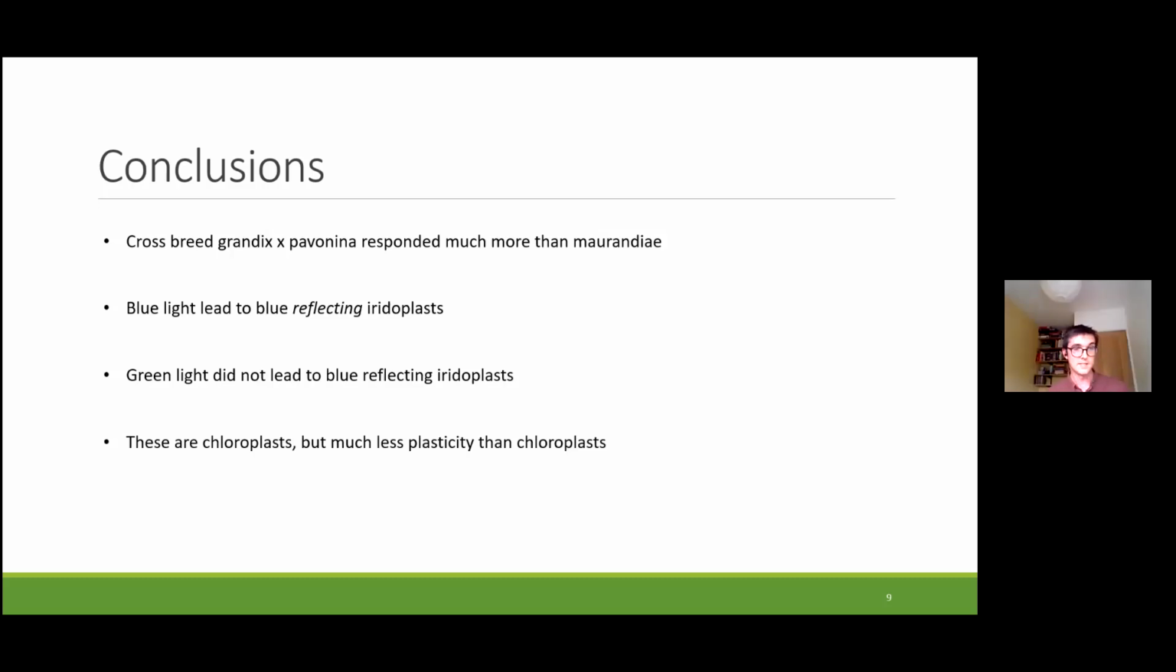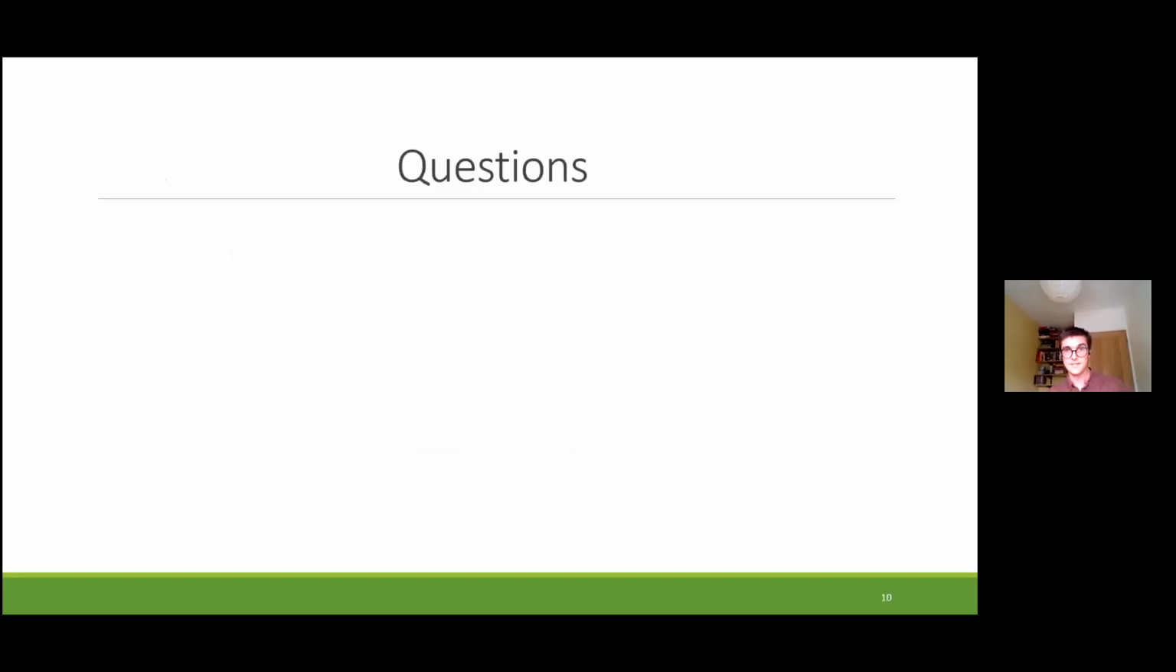To look at these as modified chloroplasts, to bring us back to the beginning, they actually seem to show much less plasticity than classical chloroplasts, and there are quite a lot of papers showing that chloroplasts have drastically different physiologies, even in the same plant between shade leaves and sun leaves. So it seems like for iridoplasts, this photonic structure is really baked in. And I say the conclusions so far because I've still got to look at all the dimensions and do the modeling and really confirm all these things that I think I've found initially.